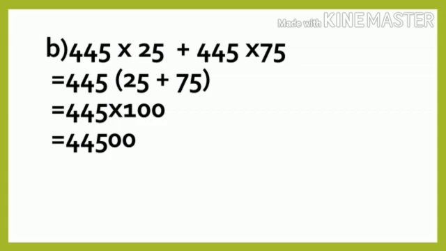Let's take another example. Here in this question you can see 445 is common. So we will take out 445 and keep 25 and 75 in brackets. After completing it, we will write 445 as it is and add these two numbers 25 and 75. The result will be 100. And after multiplying 445 by 100, we will get the result 44,500. It is also an example of distributive property.